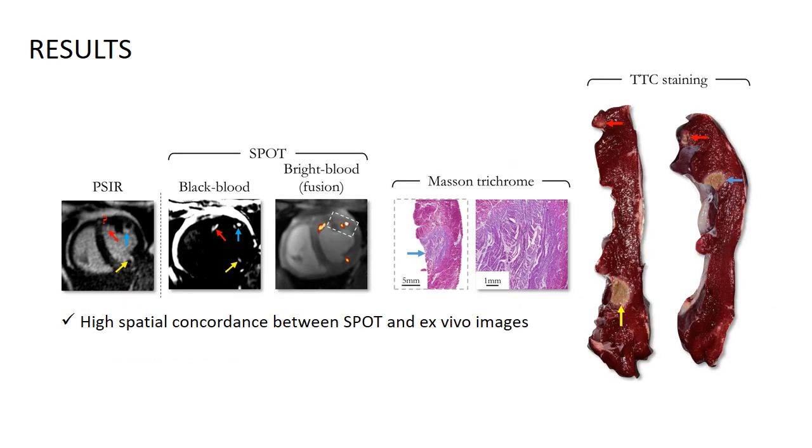So for the results concerning the animal experiment, we could easily observe a high spatial concordance between SPOT and ex vivo images. So as we can see here, the ablated areas are really enhanced and corresponded to the anatomical findings. And furthermore, the contrast was better with SPOT compared to PSIR.